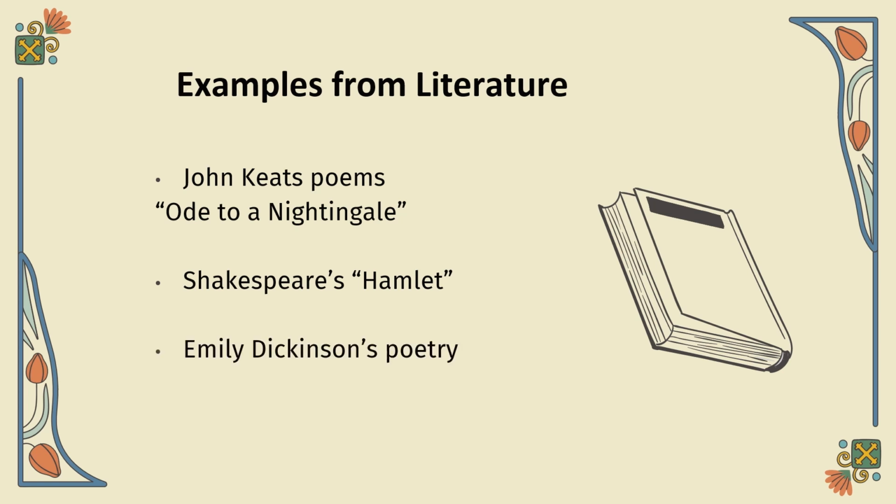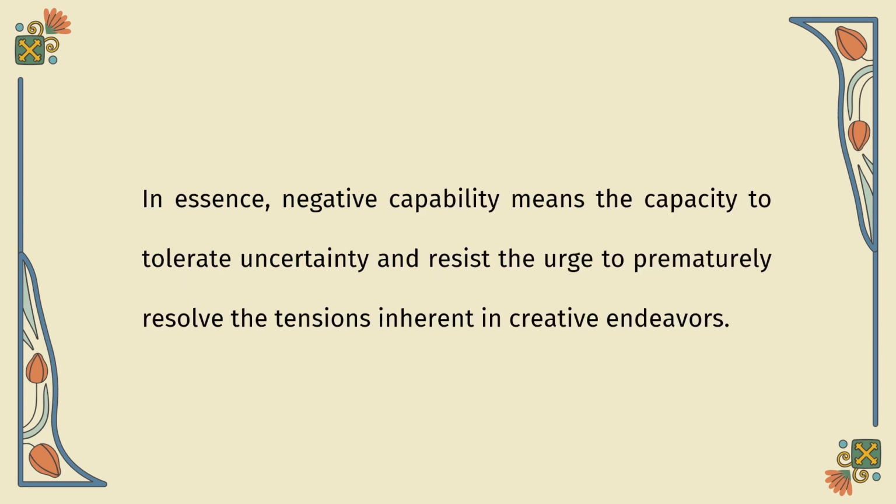And similar to Keats and Shakespeare, Emily Dickinson also often embraces ambiguity in her poems, as she also leaves many spaces for multiple interpretations. For instance, in her poem I Couldn't Stop for Death, she explores death, but again without providing a conclusive explanation. And in this way, she actually allows the readers to contemplate its meaning on their own. In essence, you can define negative capability as the capacity to tolerate uncertainty and resist the urge to prematurely resolve the tensions inherent in creative endeavors.